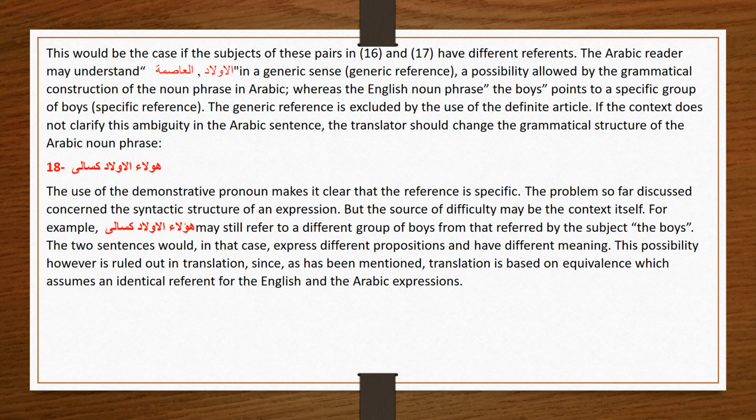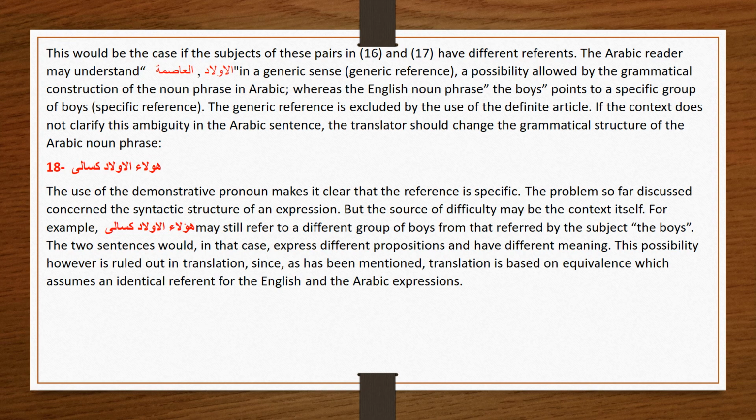Let's move to next. This would be the case if the subjects of these pairs in 16 and 17 have different referents. The Arabic reader may understand al-awlad, the boys are lazy, and the capital is overcrowded, in a generic sense. Generic reference is a possibility allowed by the grammatical construction of the noun phrase in Arabic, whereas in the English noun phrase the boys points to a specific group of boys. Specific reference. We have a generic reference and we have a specific reference. The generic reference is excluded.